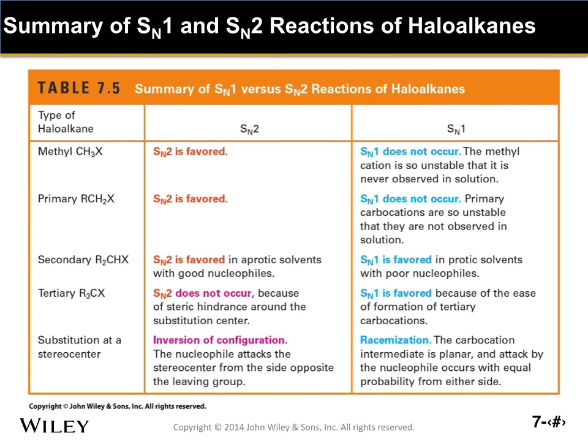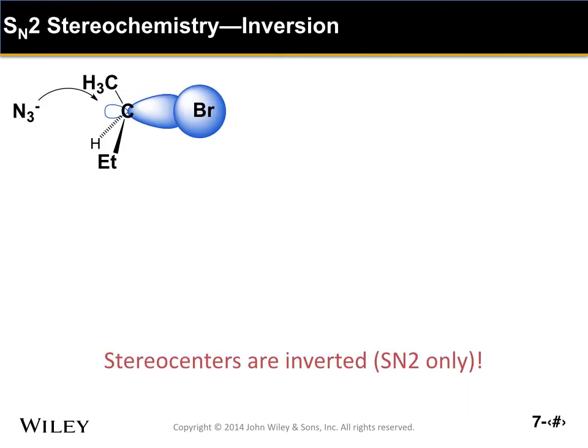And as far as the product that you get, if you're losing the halide in an SN2 reaction, substituting it for a nucleophile, and if that's a stereocenter, then you'll have inversion of configuration. If you're losing the halide in an SN1 reaction at the stereocenter, that's going to give you racemization, and you have to automatically consider those as you're writing out your reaction product.